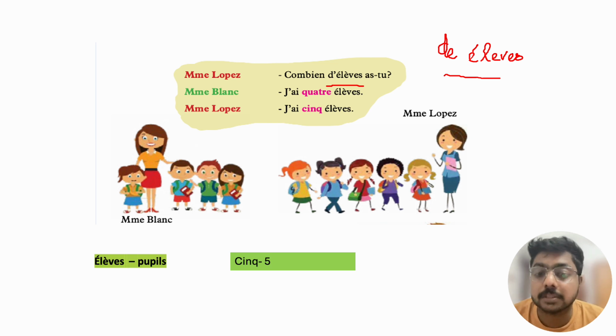Combien d'élèves as-tu? How many pupils? As-tu means do you have? How many pupils do you have? Madame Blanc, j'ai 4 élèves. I have 4 pupils. Madame Lopez, j'ai 5 élèves. I have 5 pupils. We can see here 1, 2, 3, 4, 5. Madame Lopez is standing here. I have 5 pupils. Here it is Madame Blanc with 4 pupils.